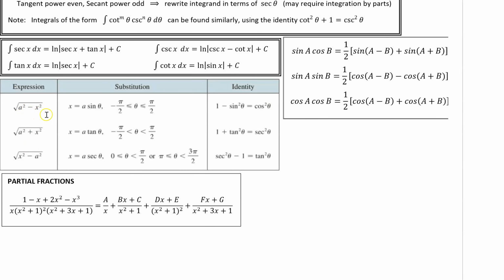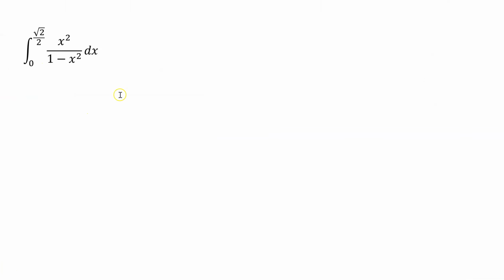So 1 minus x squared, that means we're going to choose x equals a sine theta so that we can get 1 minus sine squared theta and convert it to a cosine. So we are using sine theta. Our a here is 1, so we're going to say x is equal to just plain old sine theta. You could use cosine too, but we use sine because we end up with a nice positive d theta. All right, now we also need to plug everything in.